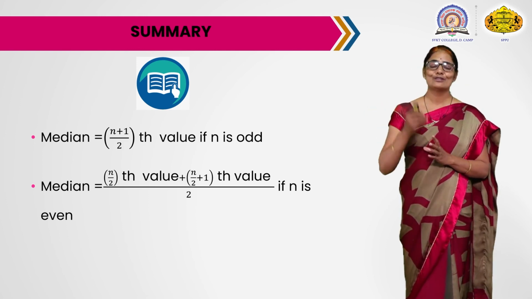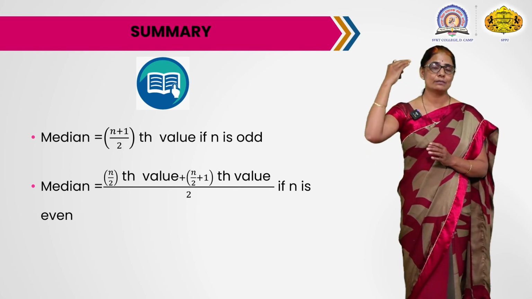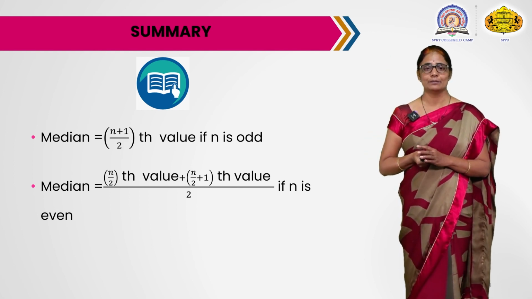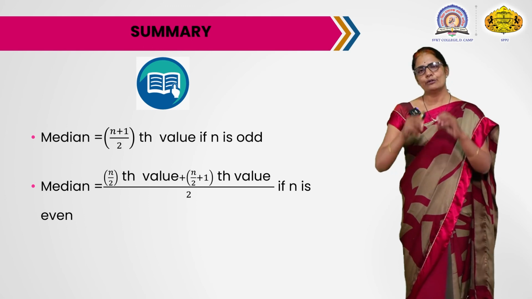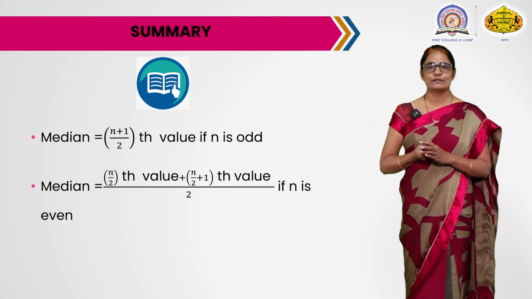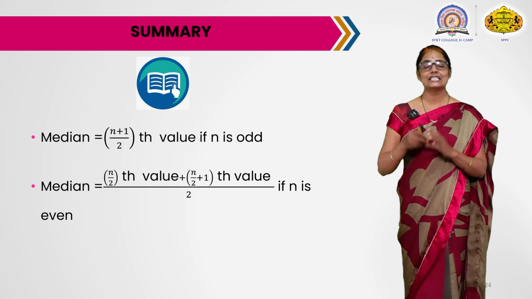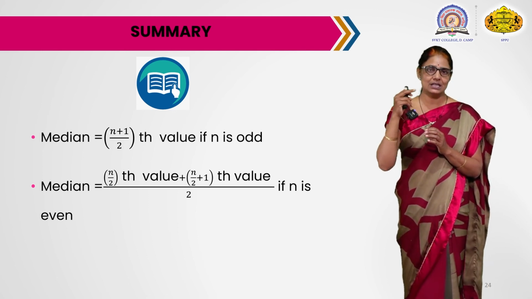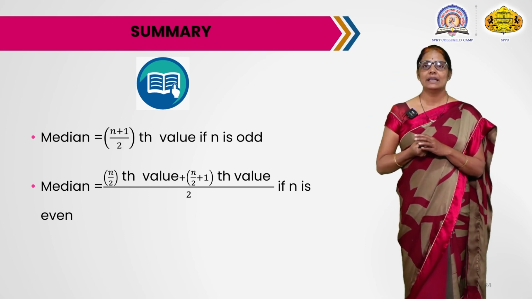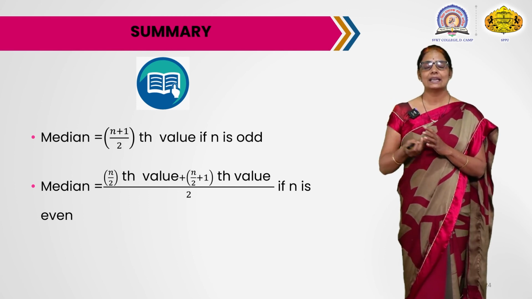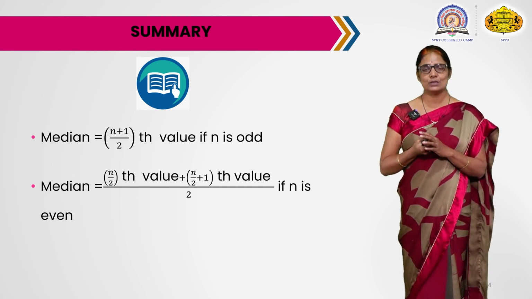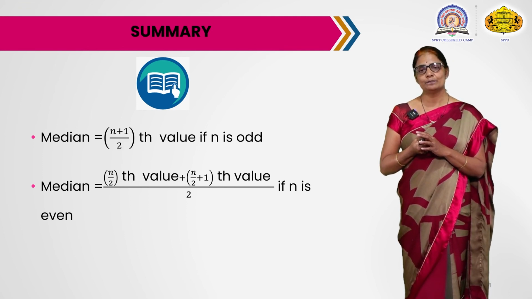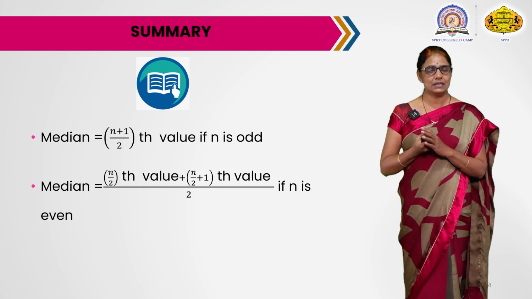So median is nothing but, first of all, it is the positional average; the middlemost observation is called the median. If we are given a series of observations x1, x2, up to xn, that is, each observation occurs only one time, so the total number of observations is say small n. Then median is nothing but the middlemost observation. If n is odd, in that case there is only one middlemost observation, so the (n plus 1) by 2th observation is the median.